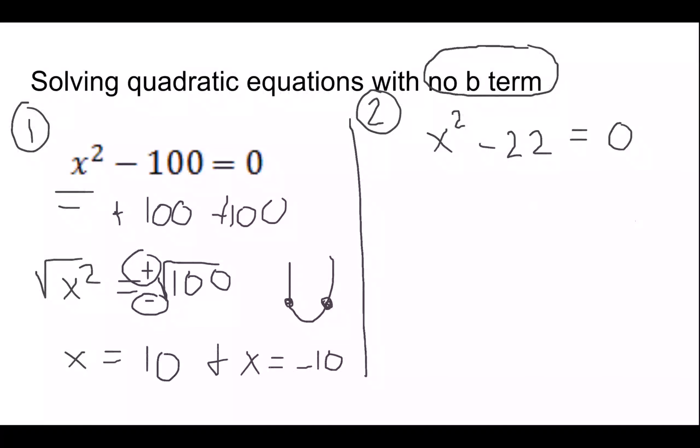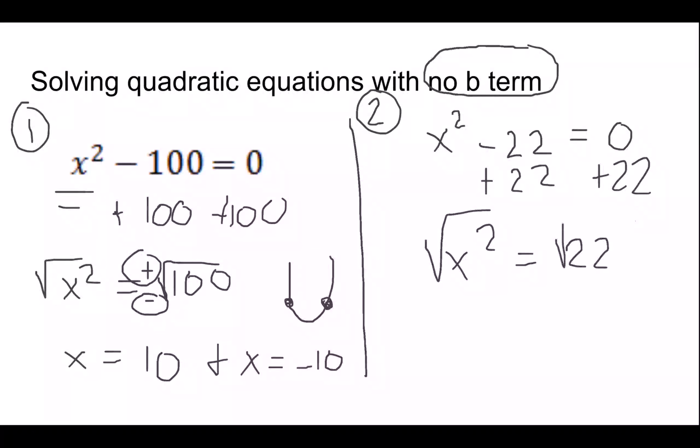Let's try another example, this one on this other side. Again, first thing I'm going to do is add 22, and I'm going to get x squared equals 22. Again, I'm going to square root to get rid of that x squared. But again, we have to do a plus or minus because you have this U shape, so you have a positive side and a negative side.